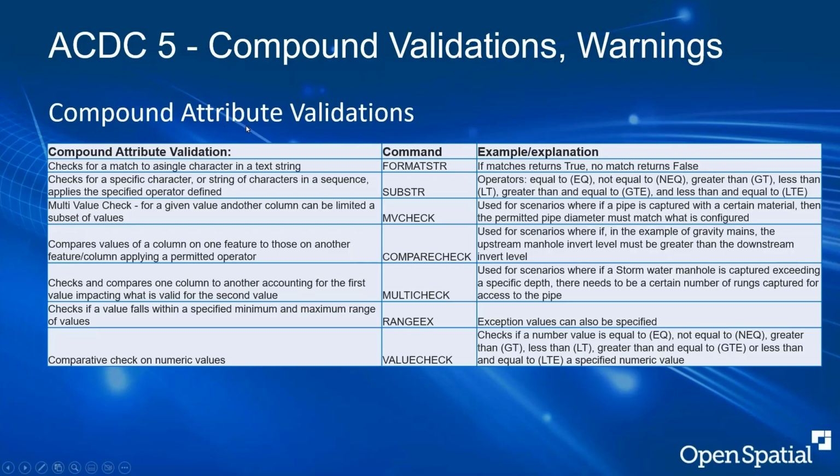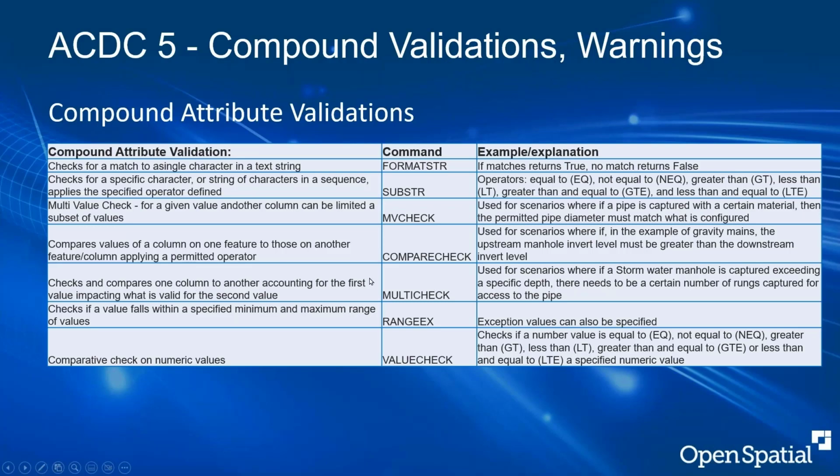There's things like you can start dealing with substrings. You can do a multi-comparative check where one feature compares to another feature. So for example, on a gravity main, you can look at the invert level of the upstream manhole versus the downstream one and check that those two values are consistent with the direction of flow. So you're comparing the line with each of the 2 nodes on either end, that sort of stuff.